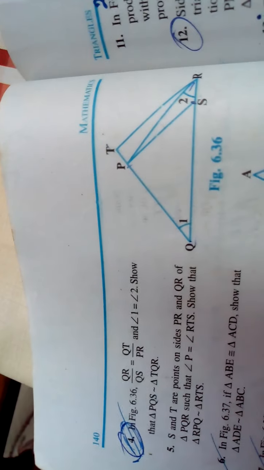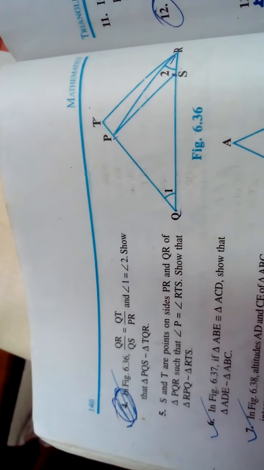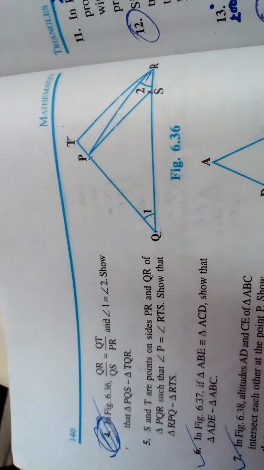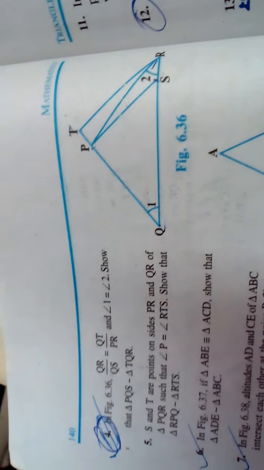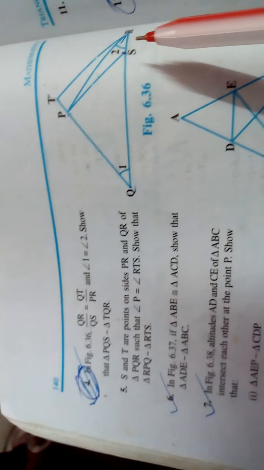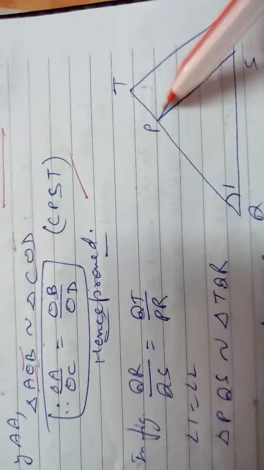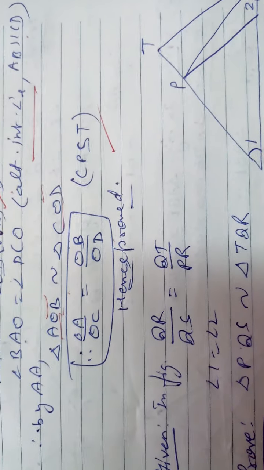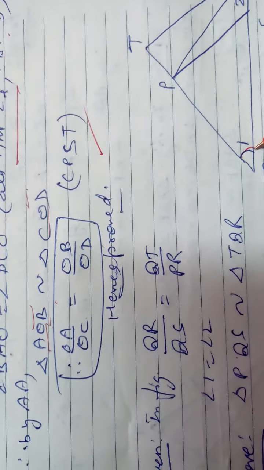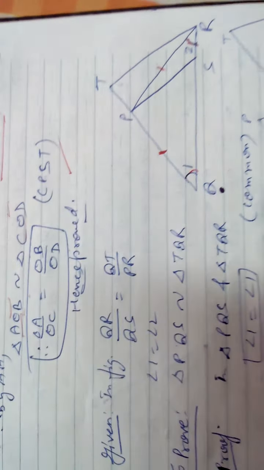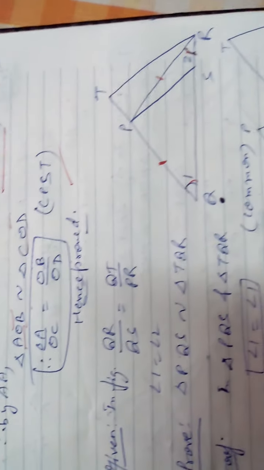So question number 3 of this you are seeing. A figure is given. In this figure, QR upon QS is equal to QT upon PR, where angle 1 equal to angle 2. It is given. You want to prove triangle PQS similar to TQR. So here I have drawn the figure. Angle 1 is equal to angle 2 first of all, then this side is equal to this side. Opposite side of equal angles you will get.